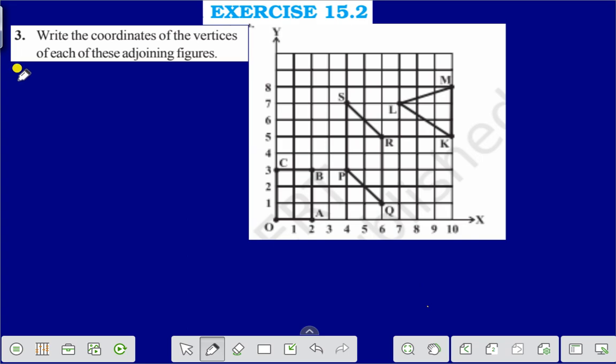We'll solve it this way. You see this is the graph. I need to solve in this way.